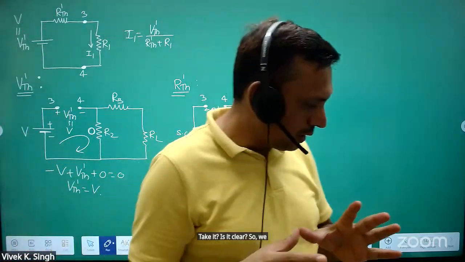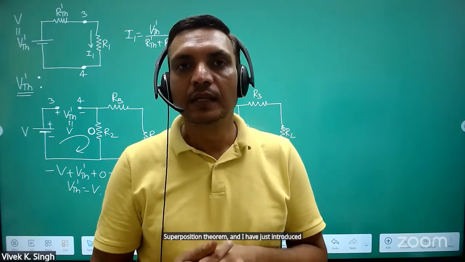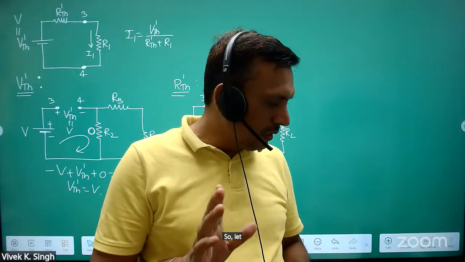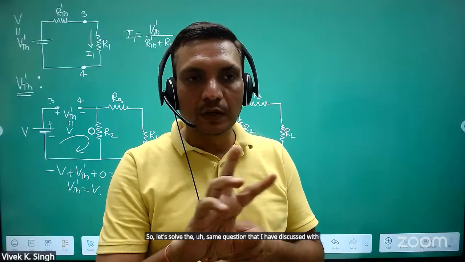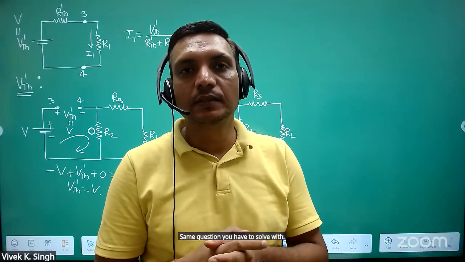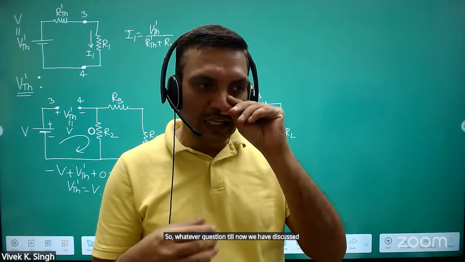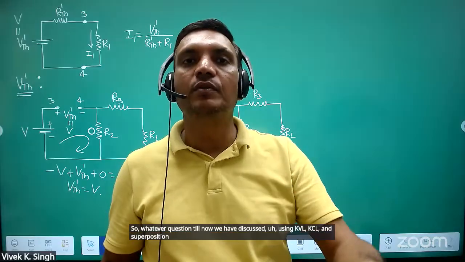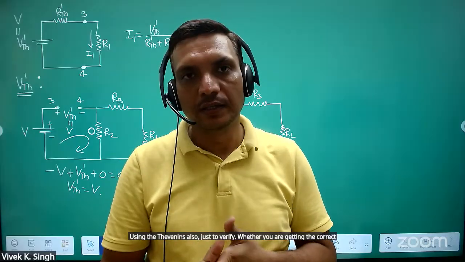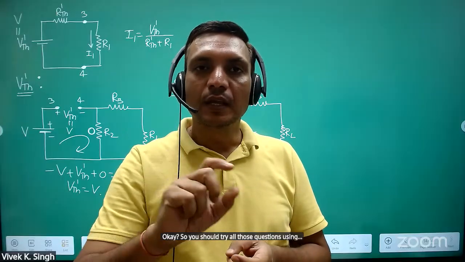So we talked about KVL, KCL, superposition theorem, and I have just introduced the Thevenin's theorem also. So let's solve the same question that I have discussed with two loop, two voltage source, 12 volt and 6 volt. Same question you have to solve using the Thevenin's theorem. So whatever question till now we have discussed using KVL, KCL and superposition, you can solve it using the Thevenin's also, just to verify whether you are getting the correct result or not. Okay? So you should try all those questions using two loop network using Thevenin's theorem.